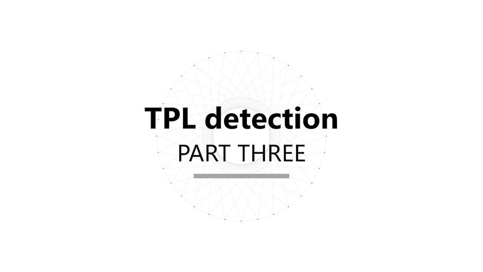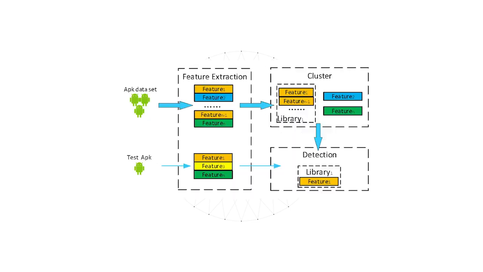Part 3, I will talk about details of TPL detection. This is a flow diagram of TPL detection. First, we collect a large set of applications. Then we perform feature extraction. This feature vector will be clustered into lots of clusters. For a test APK, we will do the same operation of feature extraction. At last, we will perform cluster prediction to confirm which TPL is in this test APK.